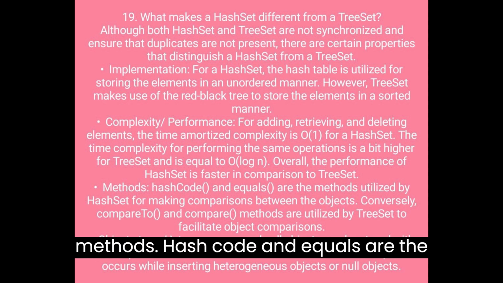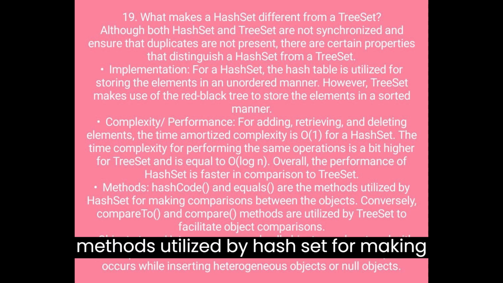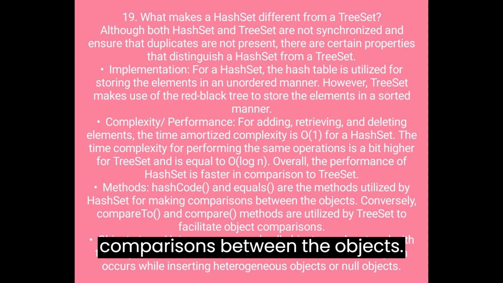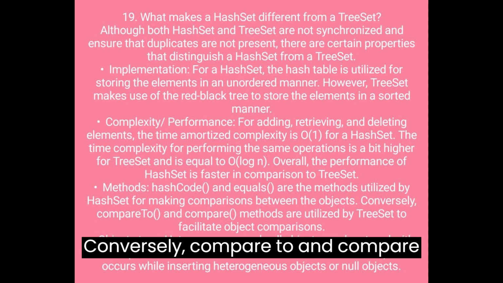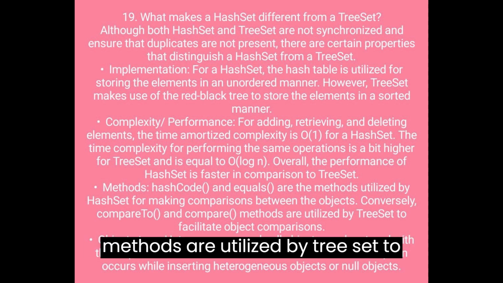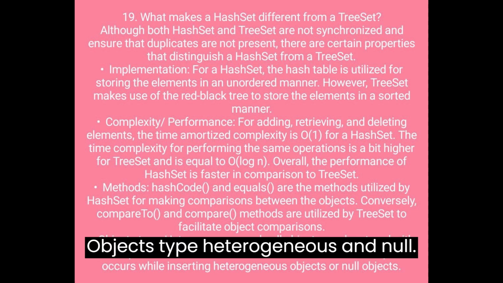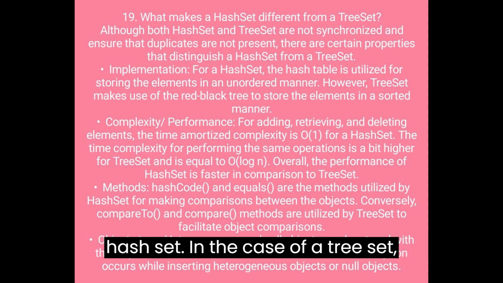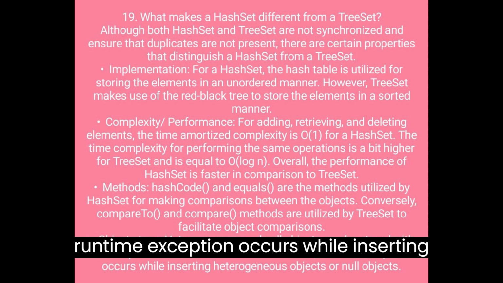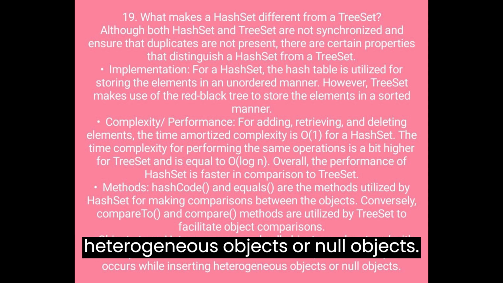Methods: hashCode and equals are the methods utilized by HashSet for making comparisons between objects. Conversely, compareTo and compare methods are utilized by TreeSet to facilitate object comparisons. Object types: heterogeneous and null objects can be stored with the help of HashSet. In the case of a TreeSet, a runtime exception occurs while inserting heterogeneous objects or null objects.